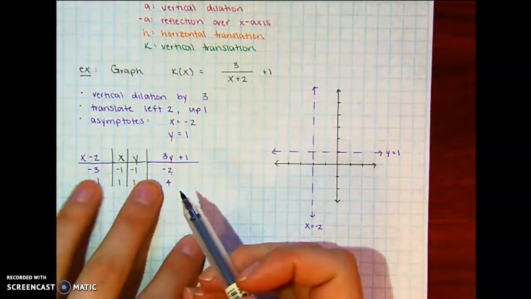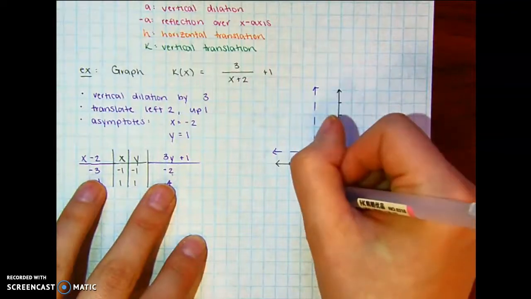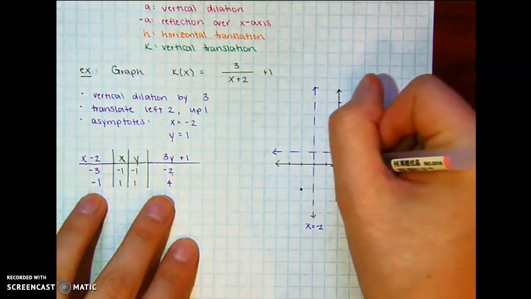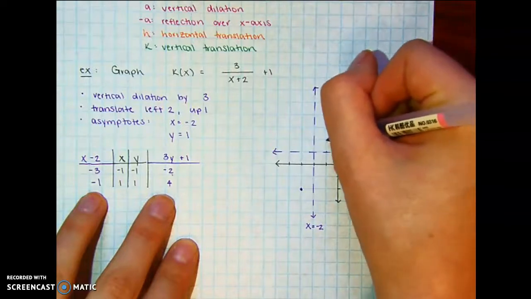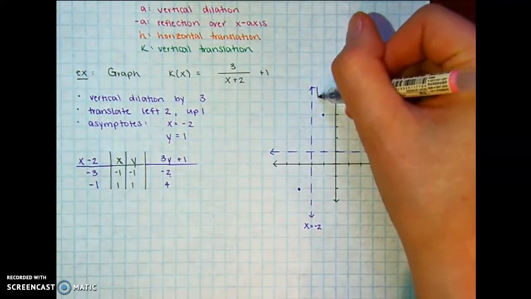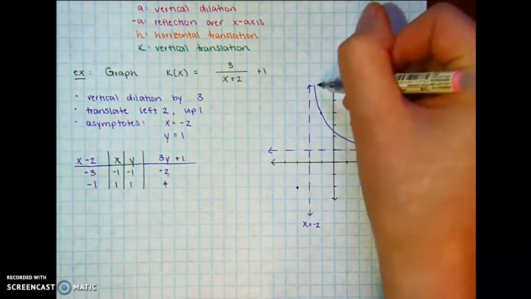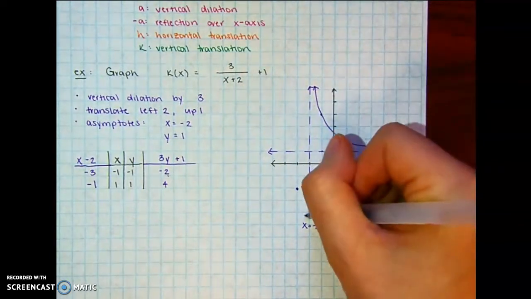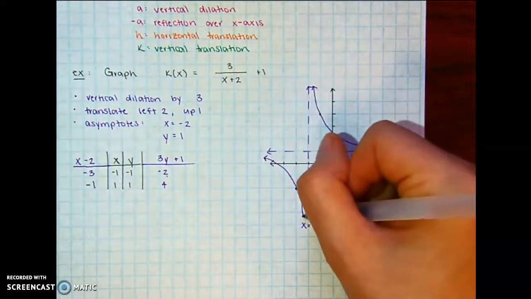So -3, -2, and -1, 4. And those are just the turning points. So I know it's going to be going further down and eventually get close to the asymptote. And same thing over here.